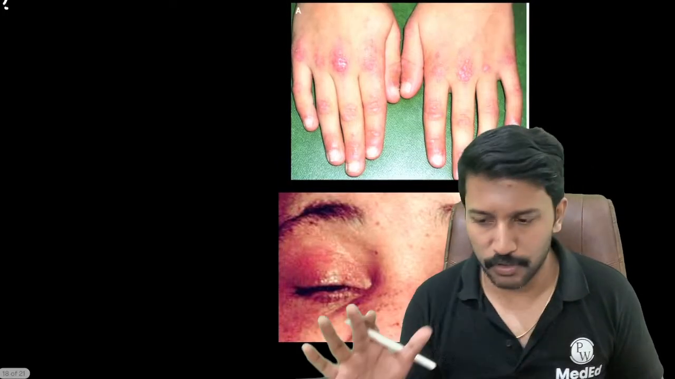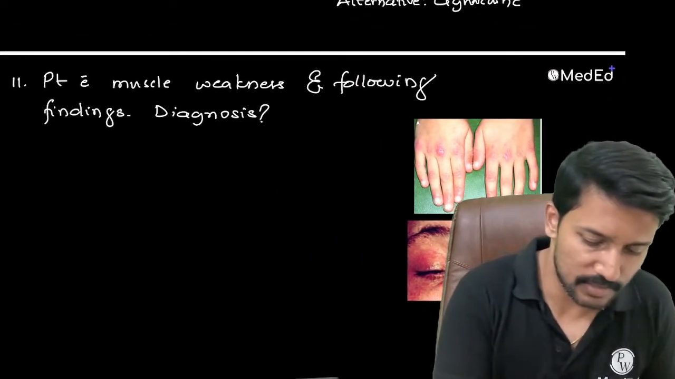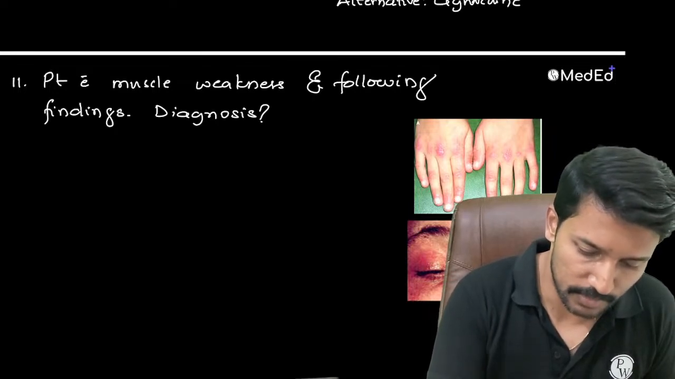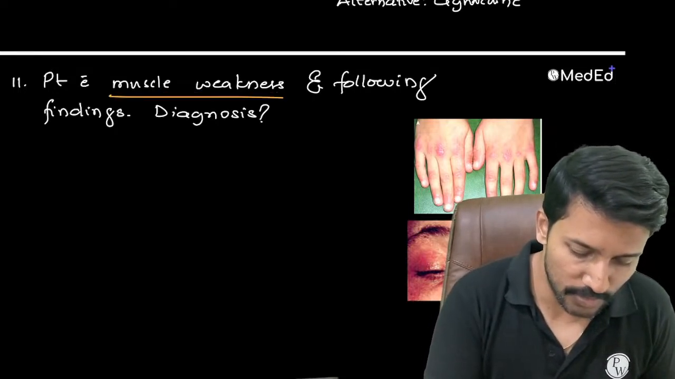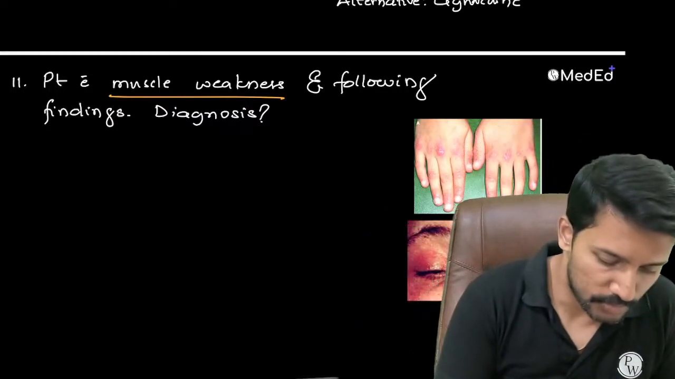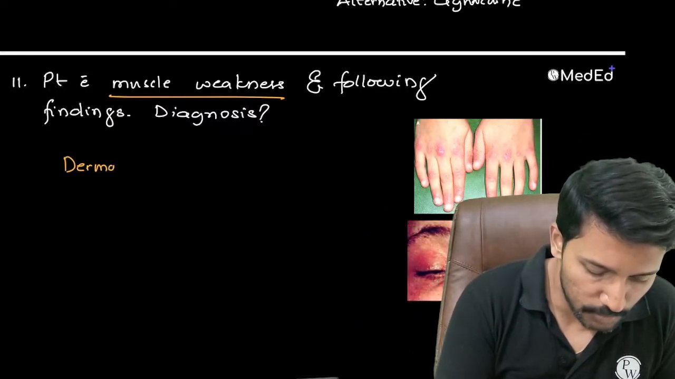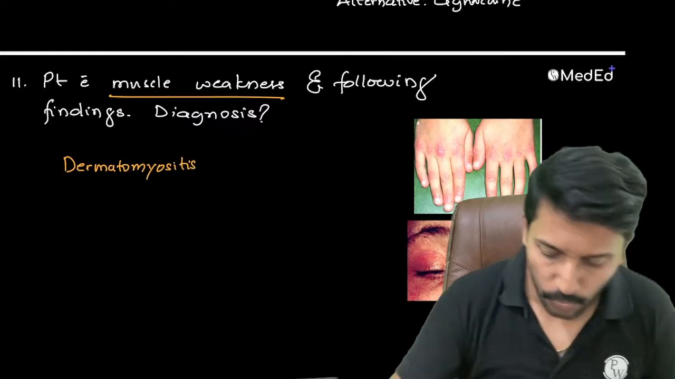Yes, absolutely right, the diagnosis is straightforward. Just looking at this description, on one side I'm saying muscle weakness, plus I'm showing you some skin images. That itself tells you that skin and muscle are involved. That is our dermatomyositis. The diagnosis would be dermatomyositis. Now, what are these findings?